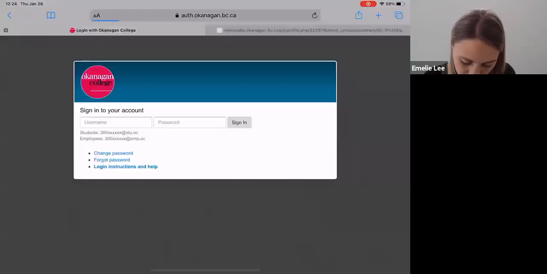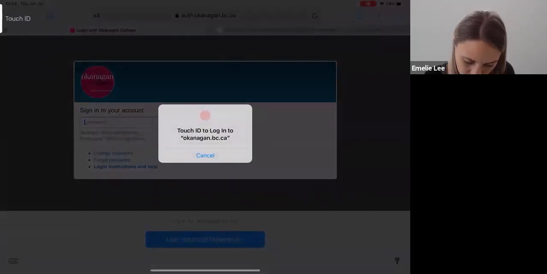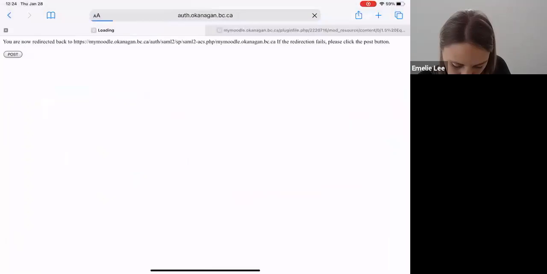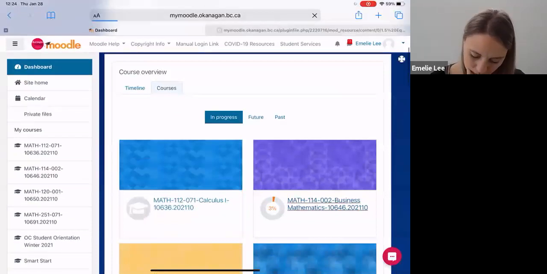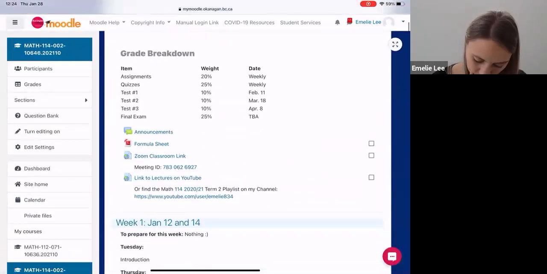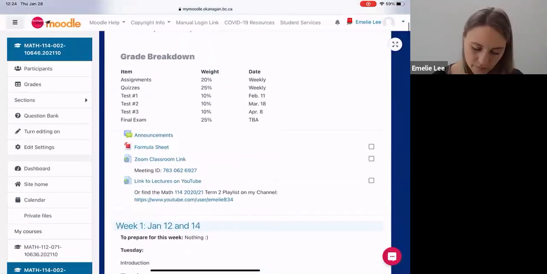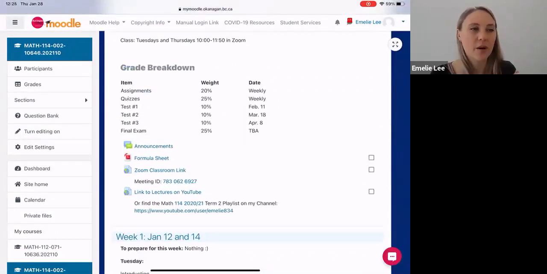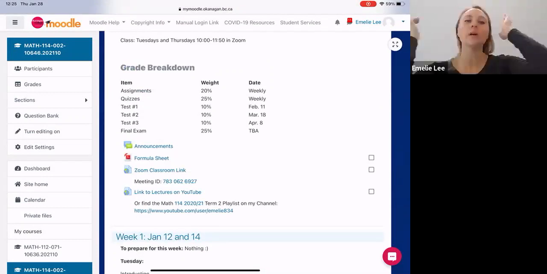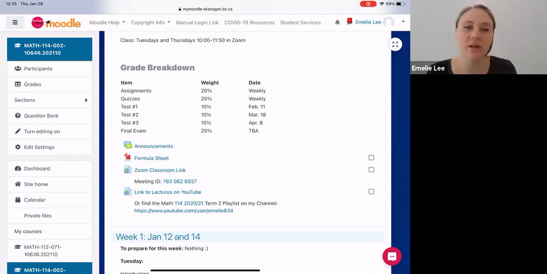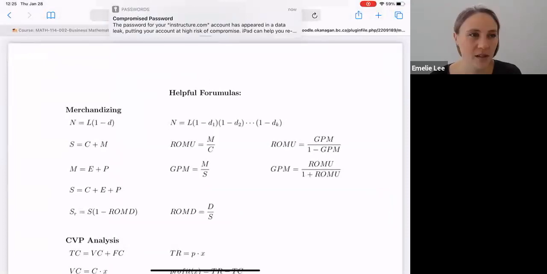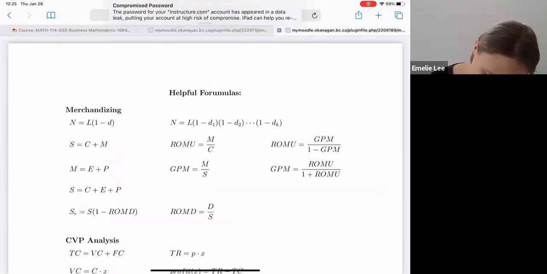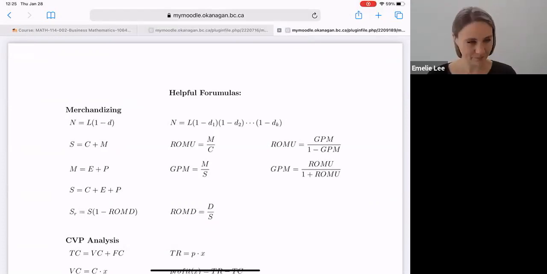It's probably going to make me log in again. Come on. And our formula sheet is just posted at the top on our Moodle page. So if you haven't grabbed it already, you might want to download it and have it, or even print it off. Compromised password. Yikes. Okay, that's bad news, because I can't remember any other passwords.